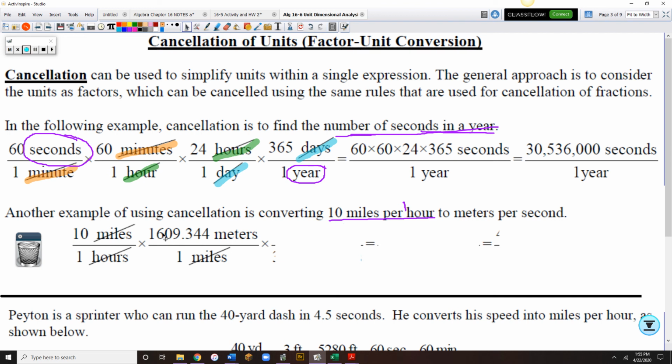Well, there are 1,609.344 meters in 1 mile. Now, how did I know that I wanted to write it that way? How come I didn't write it the other way? How come I didn't put the 1 mile on the top?